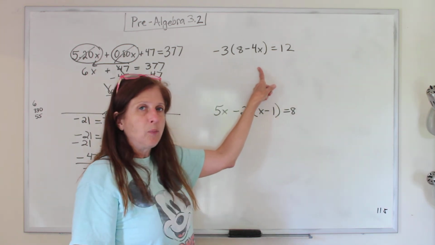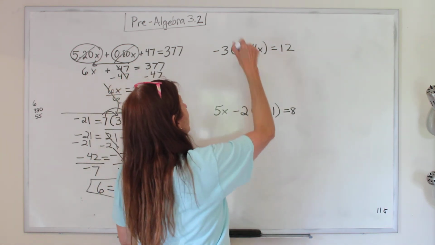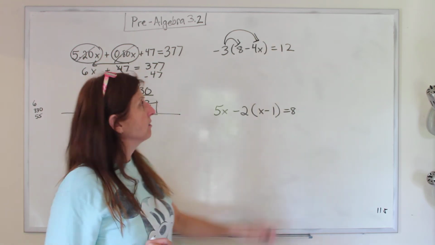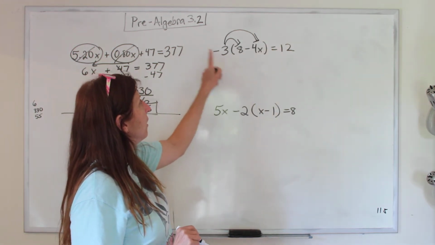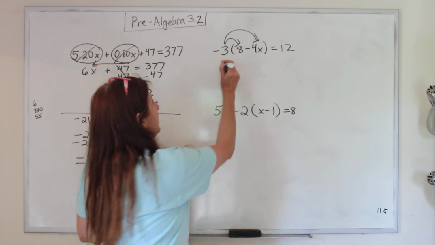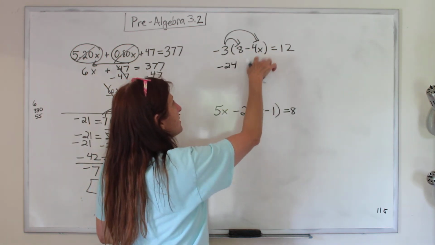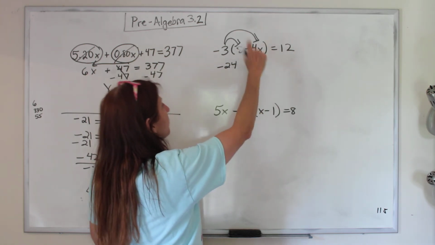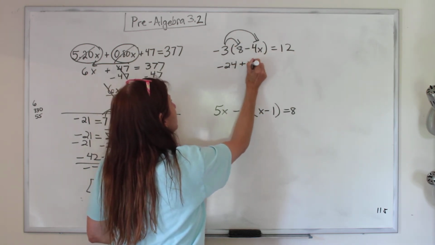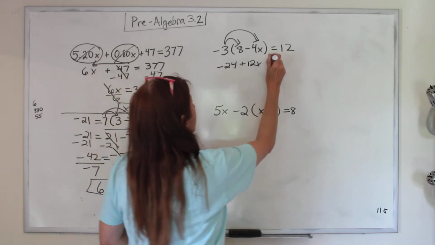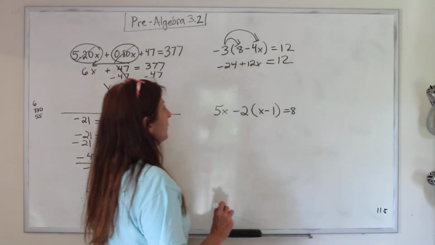Ta-da! Okay. Let's go on to this one. What's our question? Why is it ugly? Parentheses. So step 1, draw your arrows. Step 2, multiply it out. Negative 3 times 8 is negative 24. Negative 3 times positive 4x is negative 12x... actually, negative 3 times negative 4x is positive 12x, because 2 negatives make a positive. Bring down what I didn't mess with.